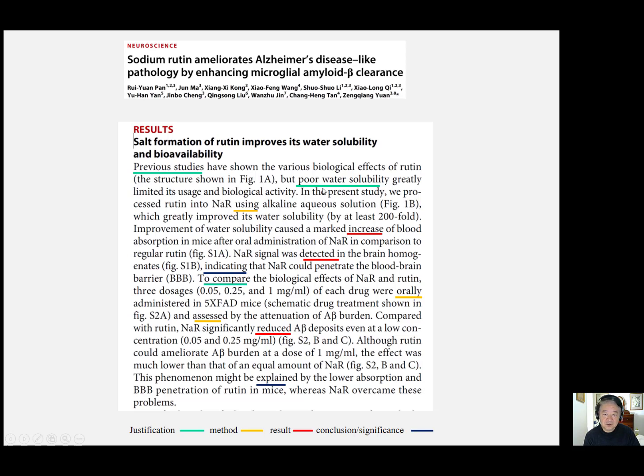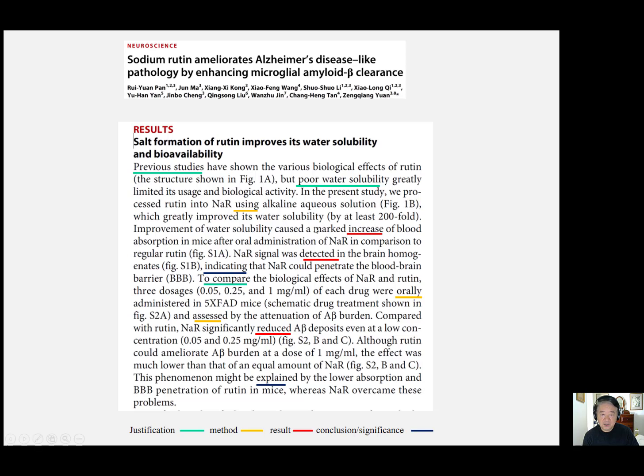So if you see the first sentence from here to here, this is to say previous study. Therefore, immediately this will tell you its justification why this work was done, because previously they have shown the biological effect of rutin but poor water solubility. This is justification really, not the results. Then they say they have used this method in the present study. Therefore, it gives you a very brief method, how the results were generated.